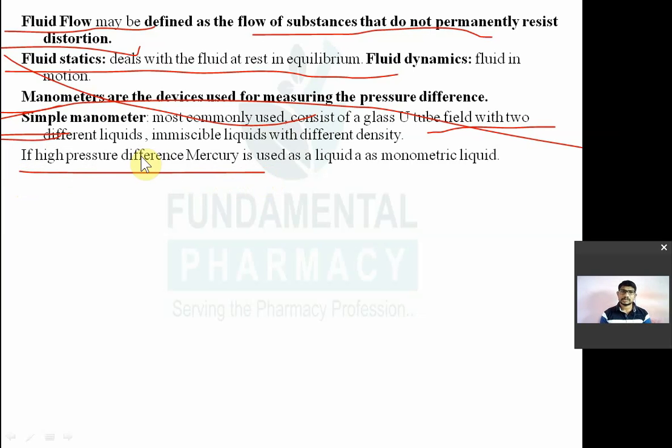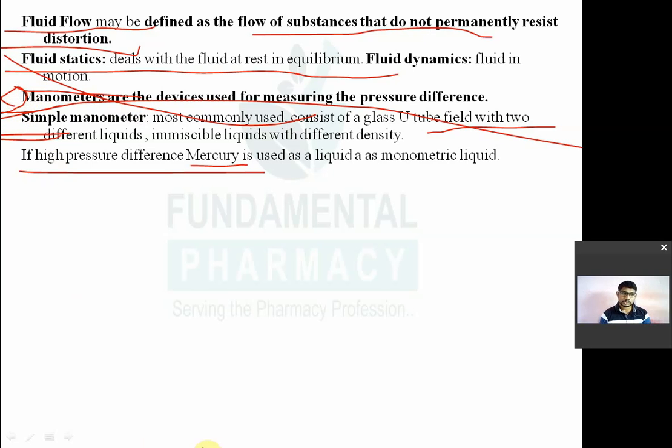Mercury is used as a liquid in a manometer. Mercury is used as a manometric liquid when the pressure differential is high. A question can come on this, and a question has already come on this: the device used for measuring the pressure difference is nothing but the manometer.